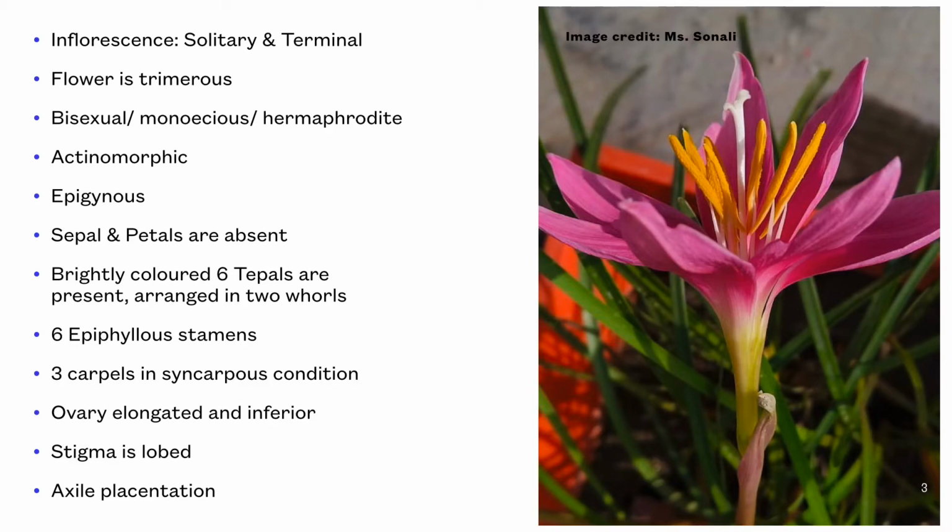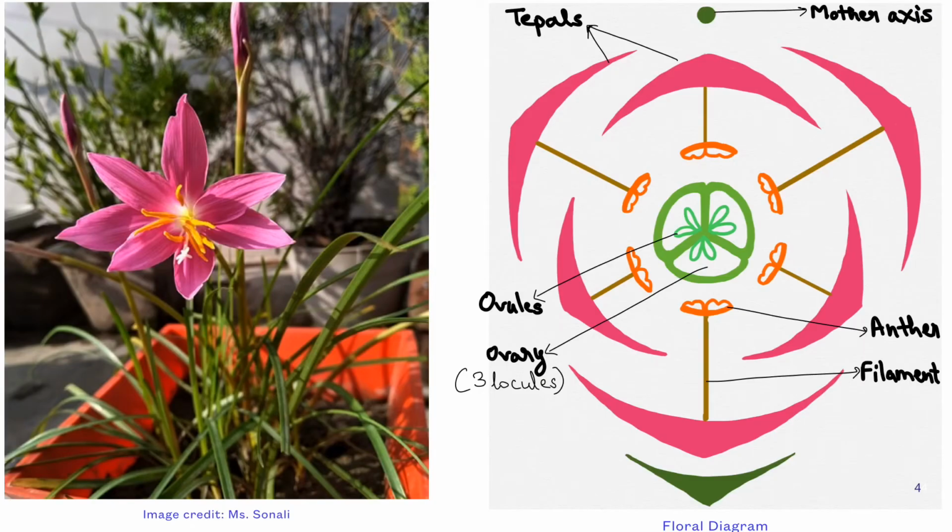Now stigma is bilobed and placentation is axile, that is all the ovules inside ovary are placed or born on the central axis. 3 locules are present. Now let us take a look at the floral diagram of rain lily. The floral diagram first of all starts with the mother axis. As you can see in the diagram, the topmost dot-like structure represents the mother axis.